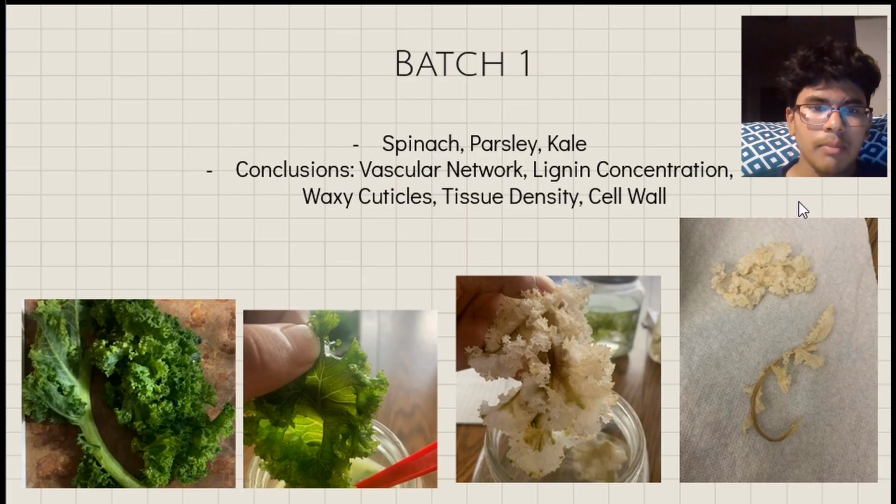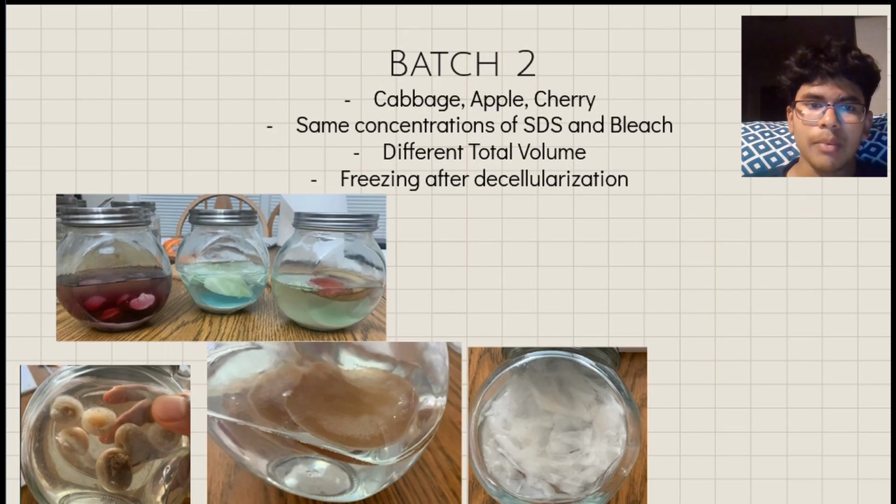So for batch 2, I did cabbage, apple, and cherry, and I had the same concentrations of SDS and bleach. If you see some of the other videos in my group, some of them tried out different concentrations. I do have a different volume though, of all the concentrations together. I'm doing less volume this time, and I'm also freezing after decellularization.